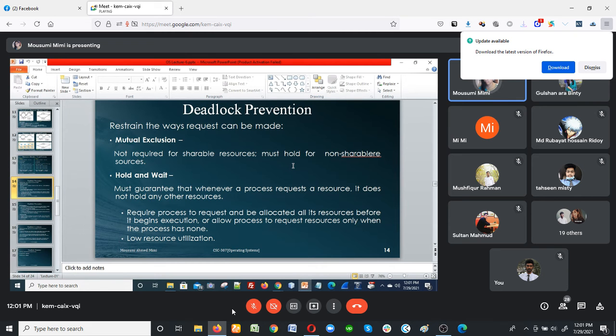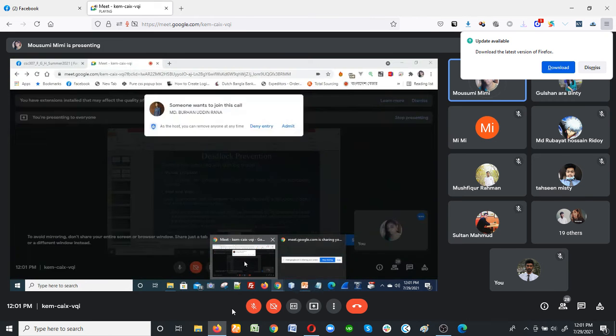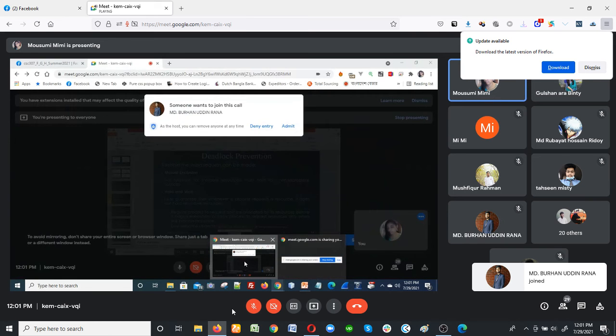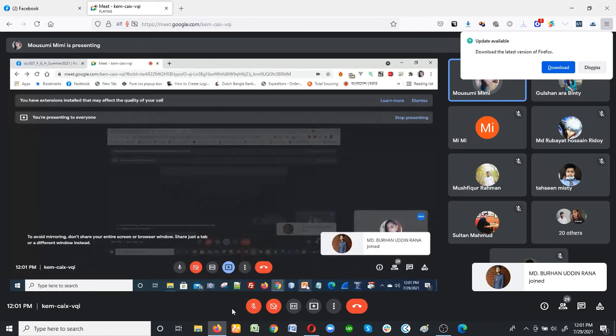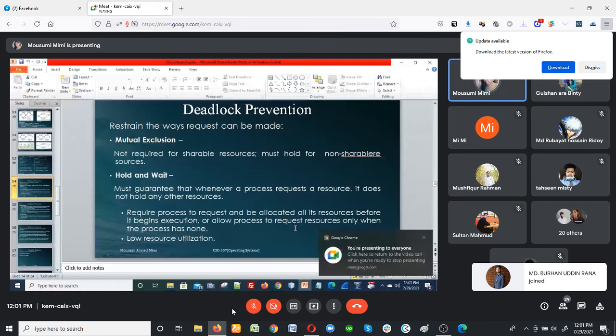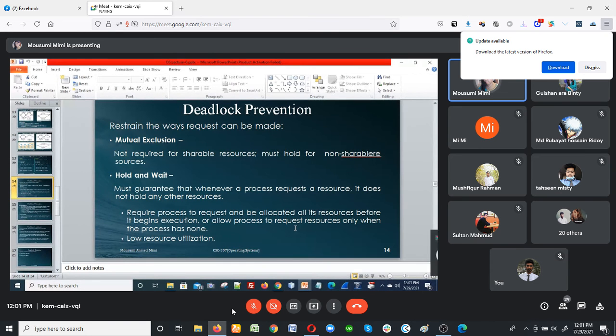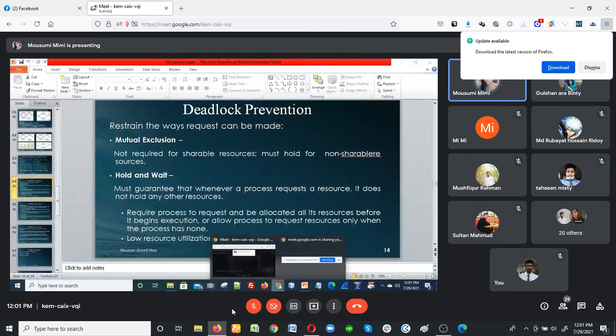So whenever the processor does the mutual exclusion, the other process will be in the waiting state. When the other process completes its execution, it releases the resource, and the waiting process has the opportunity to use that specific resource.